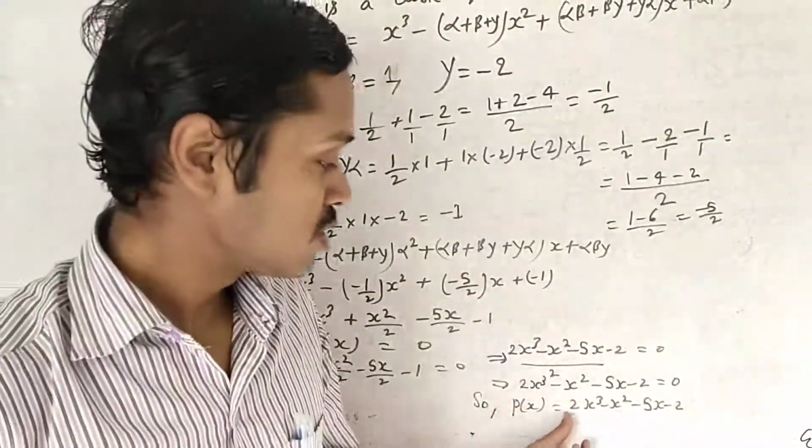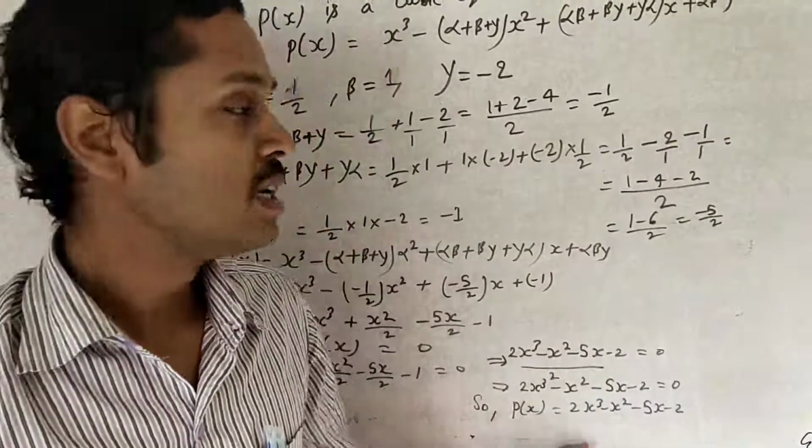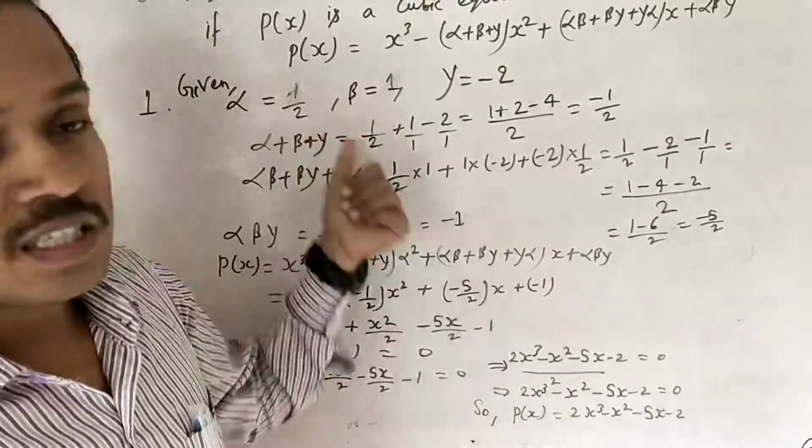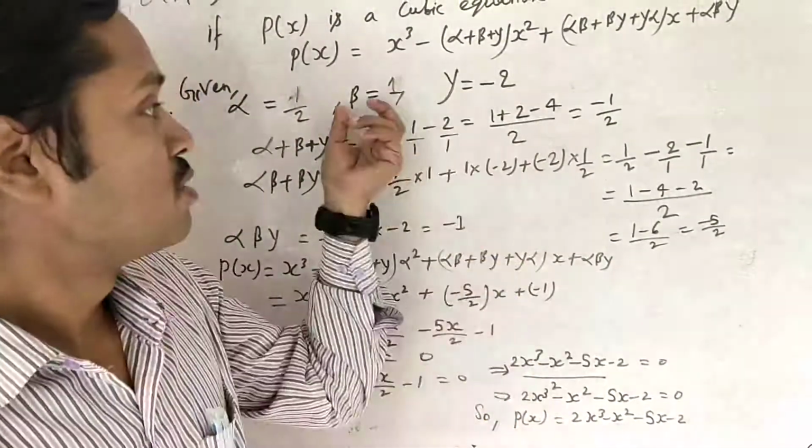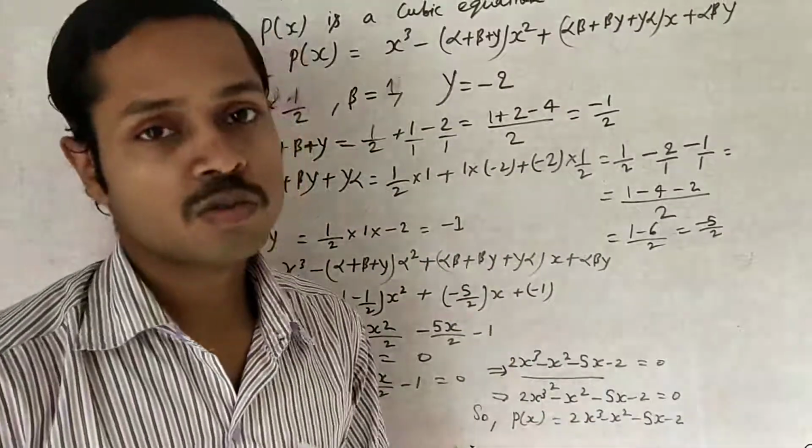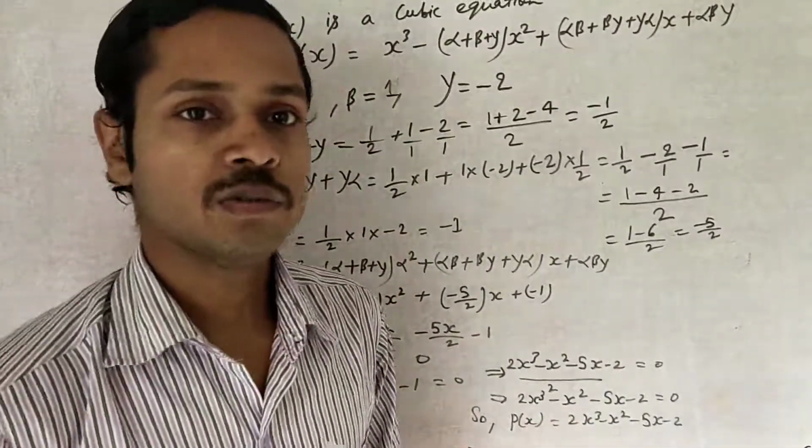Look at that. In the question, this cubic equation is given and it asks whether these are its solutions or not. Then according to this solution, we are getting this equation. So this is verified. Thank you.